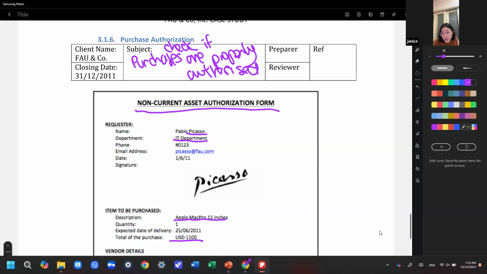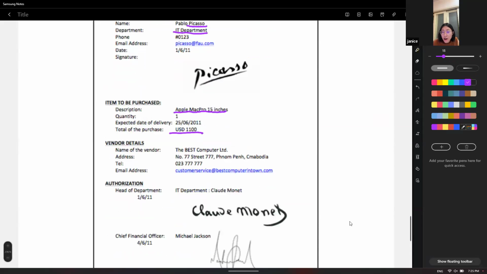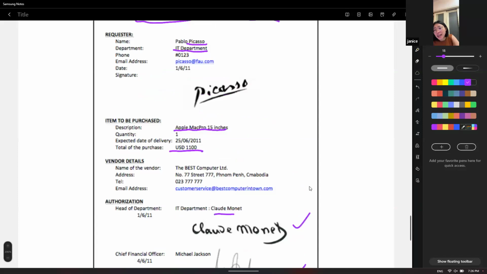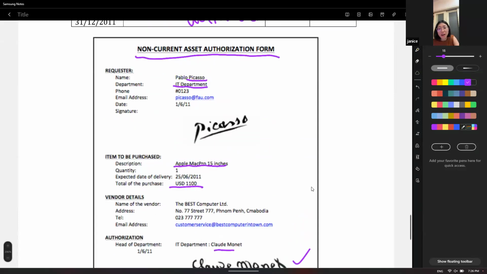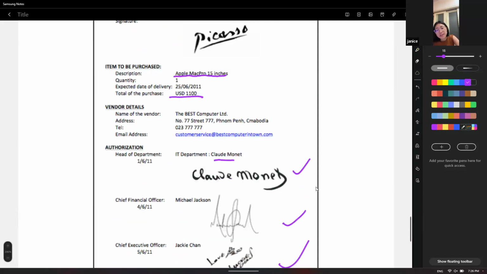All right, the information here seems to be good. From the best computer, and it is authorized by the head of department, Claude Monet. It's a French painter, also a painter. So it's signed by him, and it's also authorized by the CFO, Michael Jackson, and also approved by the CEO, Jackie Chan. So here we see that for the computer, it is properly authorized. Each level is filled up properly, and each level has given their authorization.